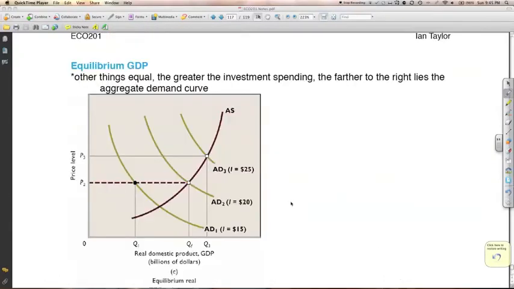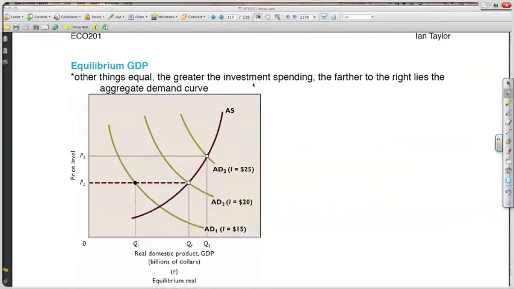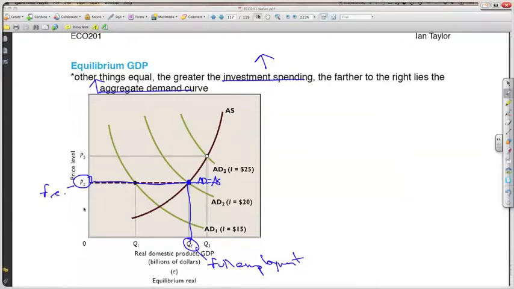So, when we look at this aggregate demand and aggregate supply model, when investment spending increases, we see an increase in our aggregate demand curve. So here we can see that aggregate demand and aggregate supply are equal here at this equilibrium. And here we're at QF. QF means we have full employment. And here we're at price P2. So this would be our price at full employment.